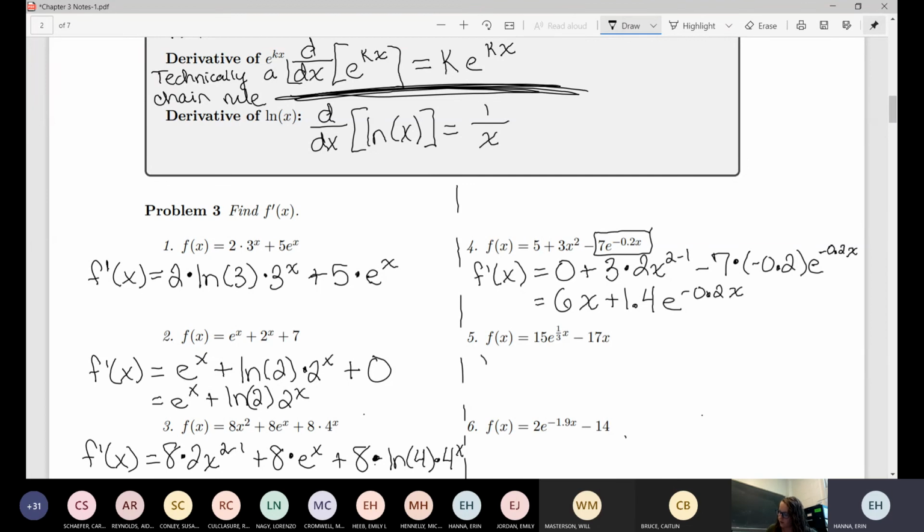Number 5. e to the 1/3 x. There's an x in there, so we need to use our e to the kx rule. So the 15 comes along for the ride. And then our e to the kx rule says bring the 1/3 out front. And then essentially rewrite the entire e to the kx.